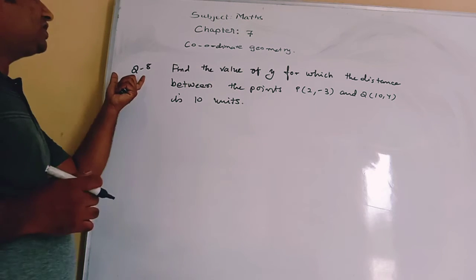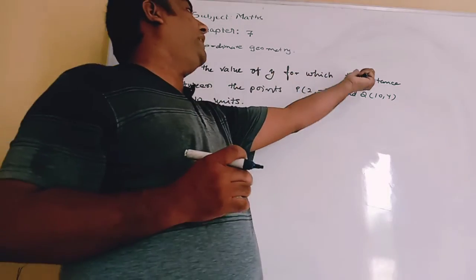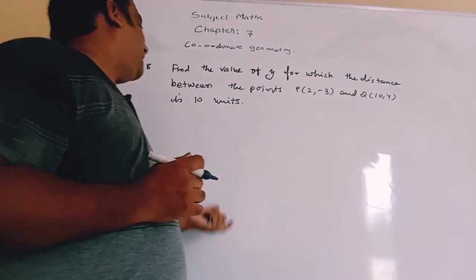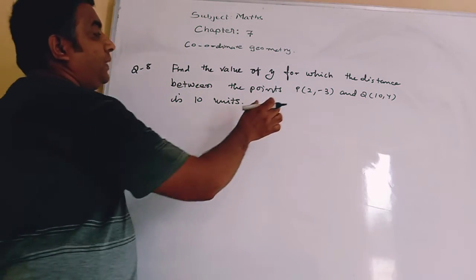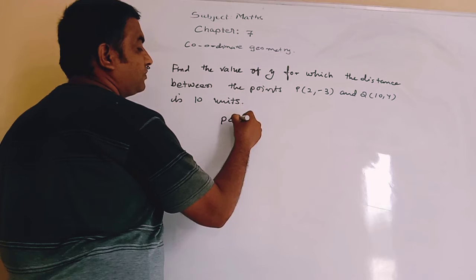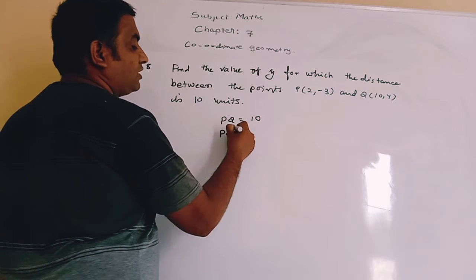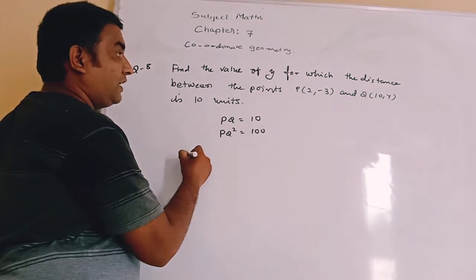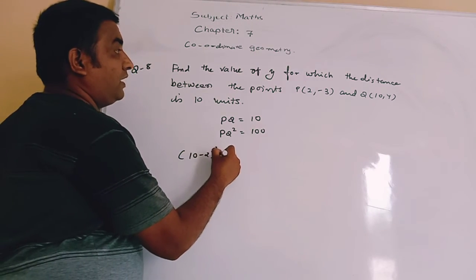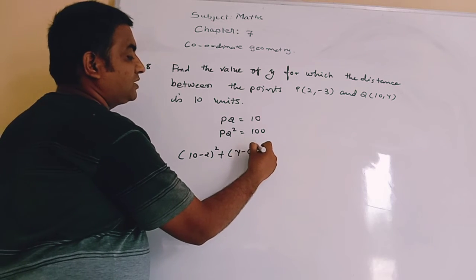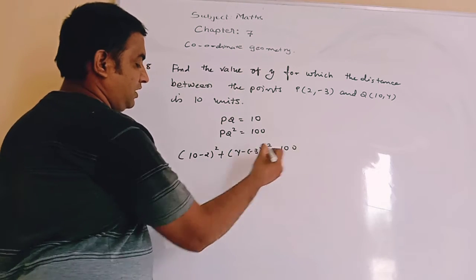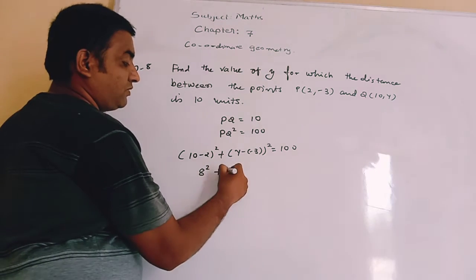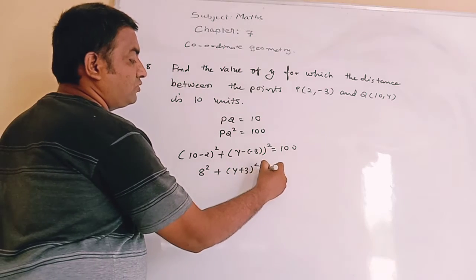Now we are given question 8. Find the value of y for which the distance between the points P(2, -3) and Q(10, y) is 10. So now PQ distance is given as 10. So PQ square equals 100. Now PQ square, so we can take (10 - 2) square plus (y + 3) square equals 100. So 10 minus 2 square, 8 square, plus (y + 3) whole square equals 100.